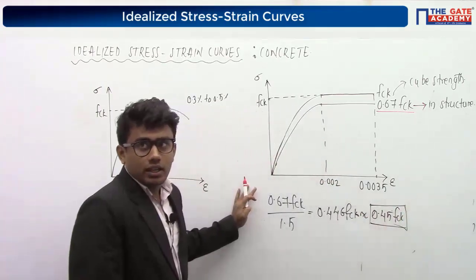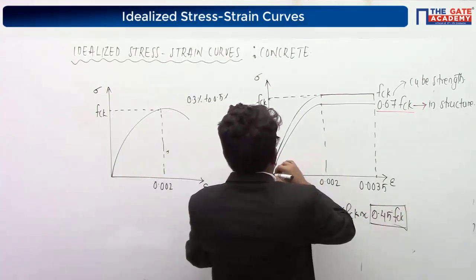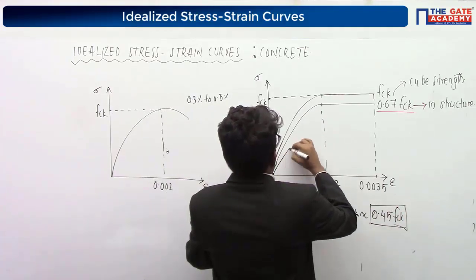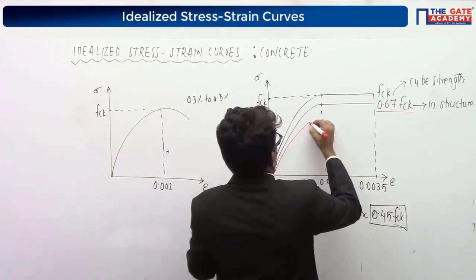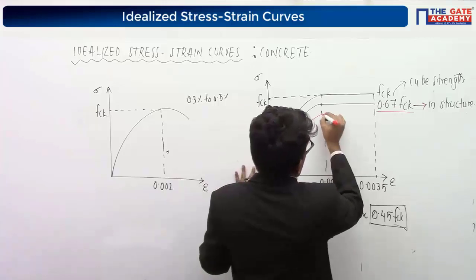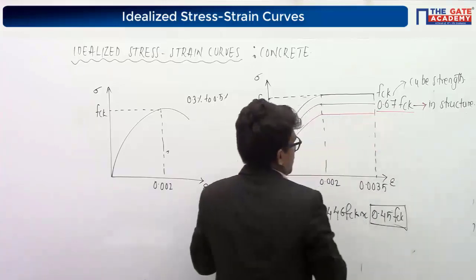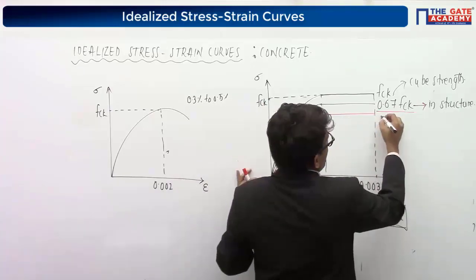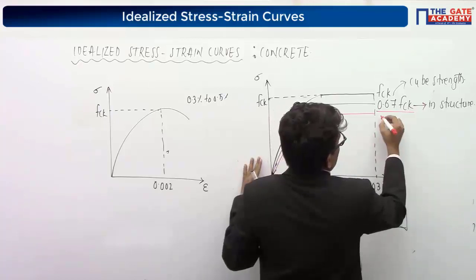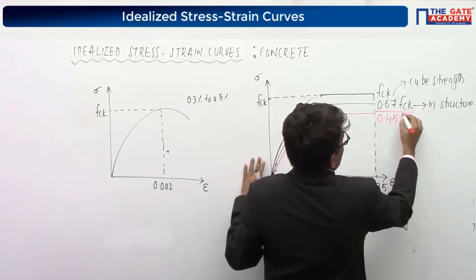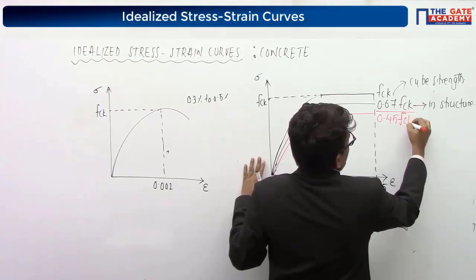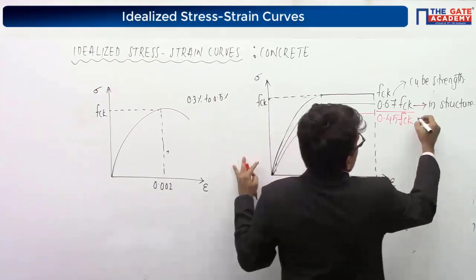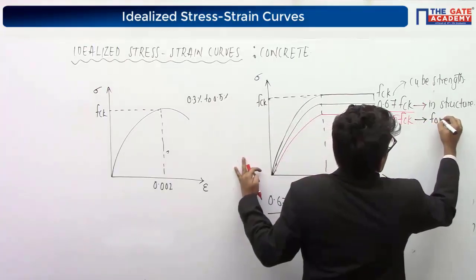0.45 FCK. So the curve will come a bit below, like this: a parabola till the strain value 0.002. After that it will be uniform till the strain value 0.0035, and the stress value which I am going to consider for the design is 0.45 FCK. This is for the design.